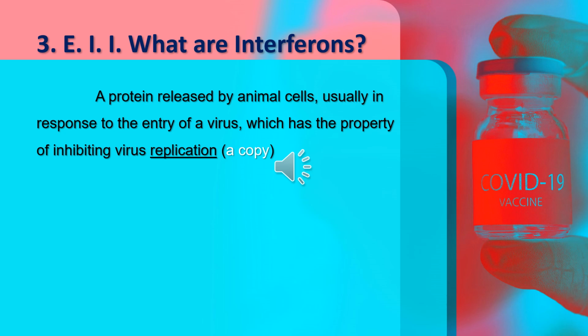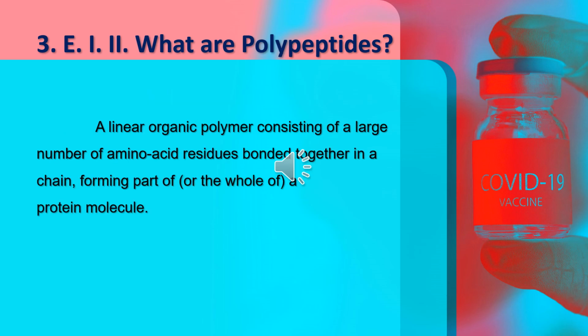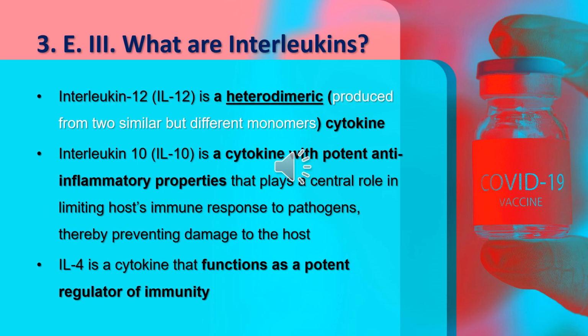What are interferons? A protein released by animal cells, usually in response to the entry of a virus, which has the property of inhibiting virus replication. What are polypeptides? A linear organic polymer consisting of a large number of amino acid residues bonded together in a chain, forming part of or the wall of a protein molecule. What are interleukins? Interleukin 12 is a heterodimeric cytokine.